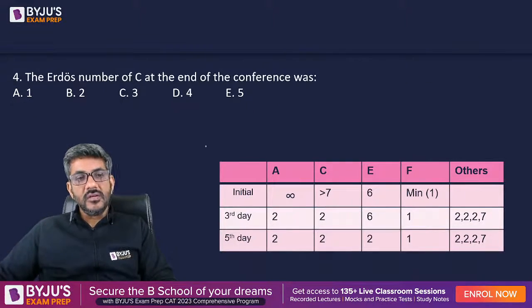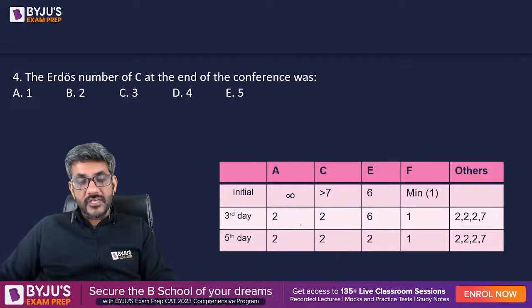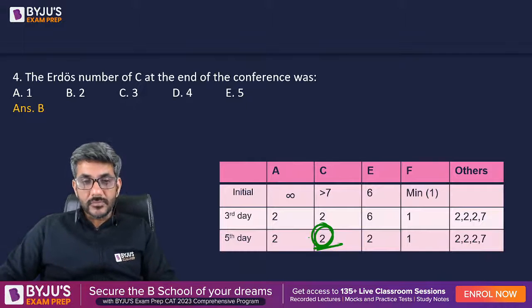Then question number 4: ADOS number of C at the end of the conference. At the end of the conference, C had an ADOS number of 2. So my answer is option B.